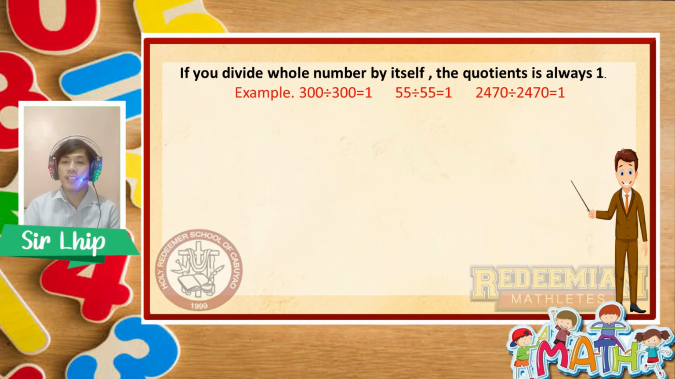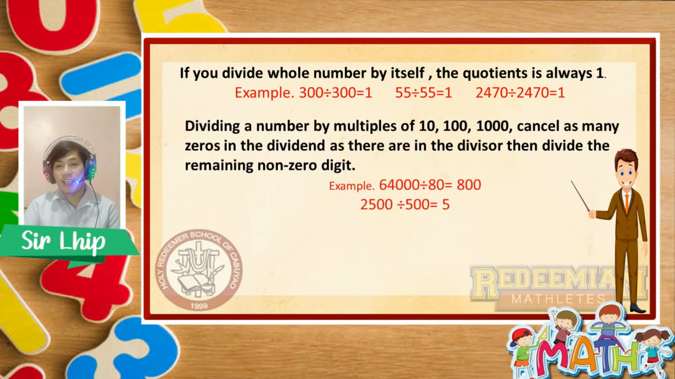And if you divide a whole number by itself, the quotient is always 1. Example, 300 divided by 300 equals 1. Always remember, if you divide a number by itself, the answer is always 1. So 55 divided by 55 equals 1. 2,470 divided by 2,470 equals 1. Always 1.